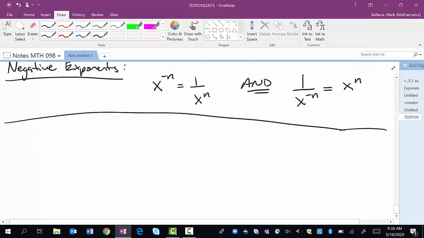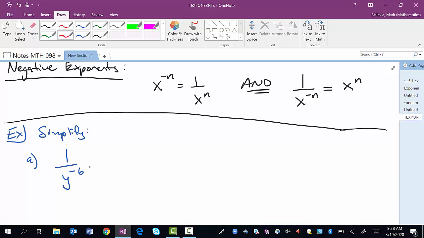So we'll take a look at some examples here. If I said to simplify, we'll do a few. If I said 1 over y to the negative 6th, well, this has a negative exponent in the denominator. That tells us that we should move it up to the numerator and make the exponent a positive 6. Now this is really over 1, but anything over 1 is just itself. It's really following from that second rule we just showed above.